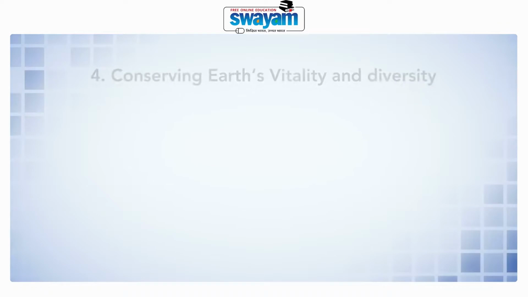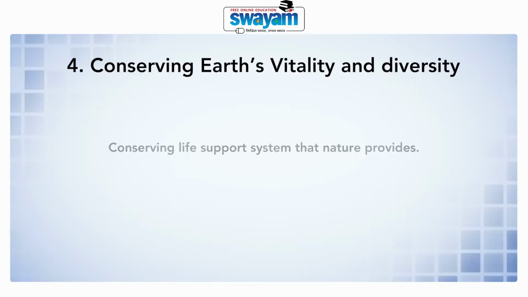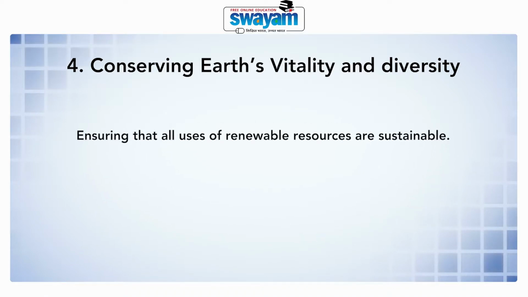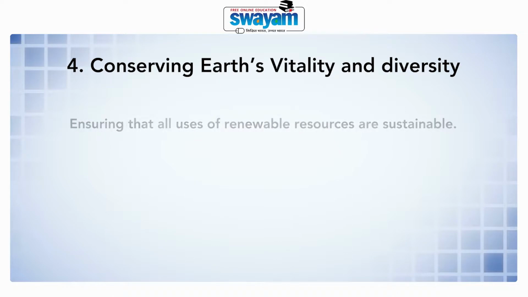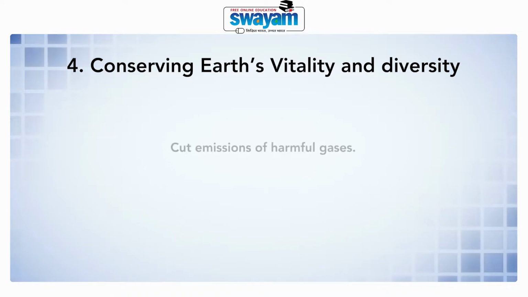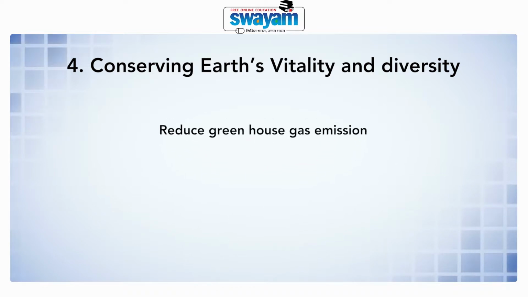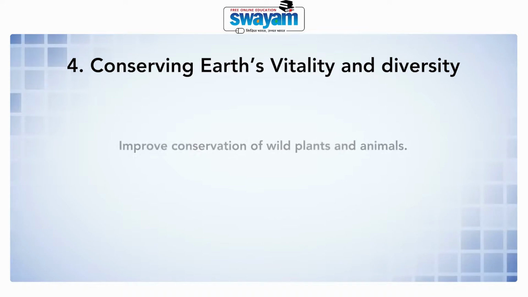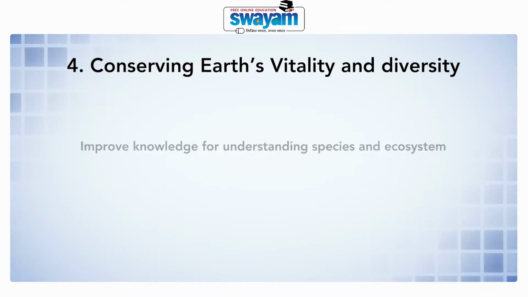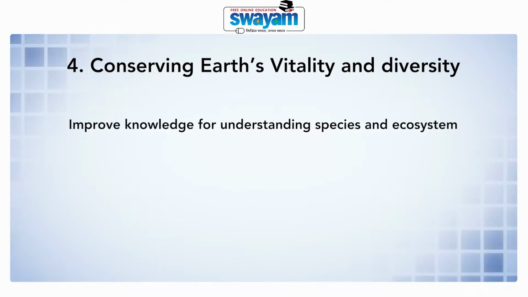Conserving Earth's vitality is the fourth of the 9 strategies. Conserving life support system that nature provides, conserving diversity of Earth, ensuring that all uses of renewable resources are sustainable, adopt a precautionary approach to pollution, cut emissions of harmful gases, reduce greenhouse gas emissions, improve conservation of wild plants and animals, improve knowledge for understanding species and ecosystem.